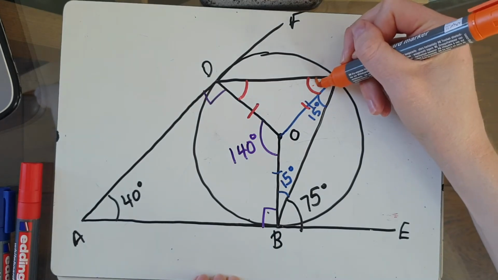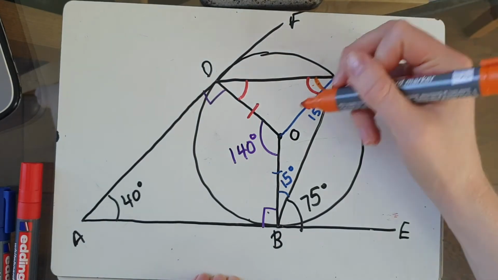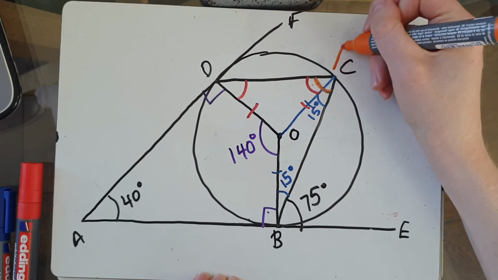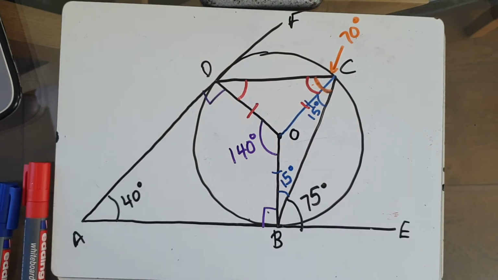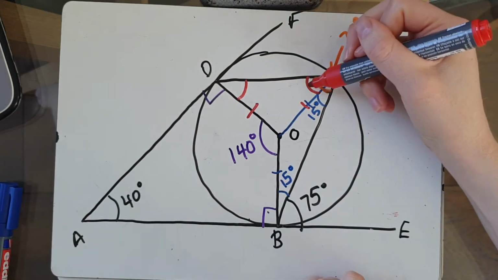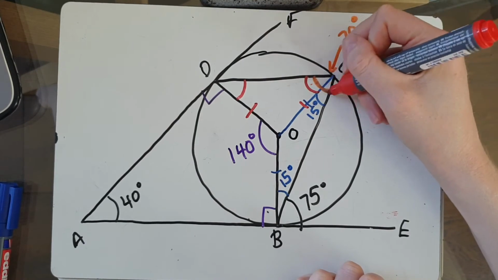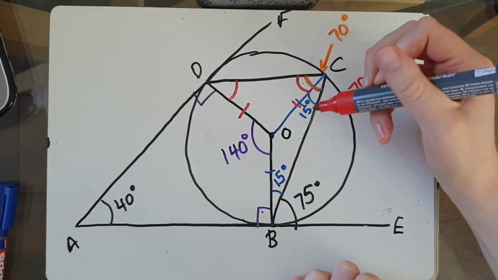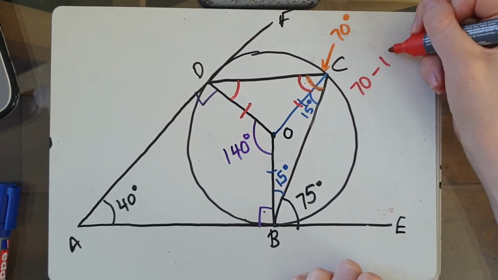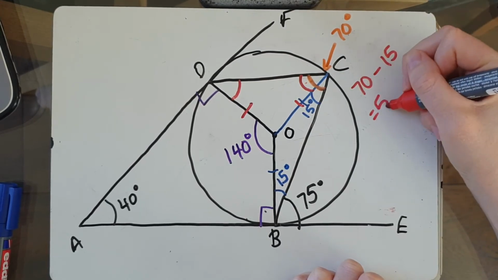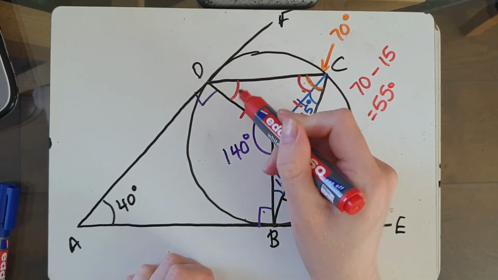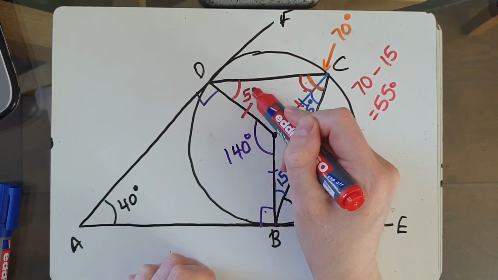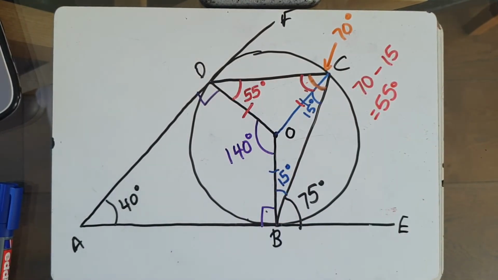So this full angle here has to be half of this angle here. So that full angle must be 70 degrees. But this little blue bit is 15 degrees. So the red angle must be the whole angle, 70, subtract that 15, which gives us 55 degrees. So this angle is 55 degrees, which means this angle is also 55 degrees.